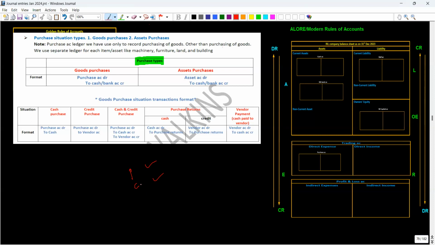So you need to focus here on what type of purchase it is. Generally, purchases are of 2 types. One is goods related purchases and the other is asset related purchases. That means first we have to get clarity. When someone asks a question on purchases, you have to classify it: is it related to goods purchases or to asset purchases?